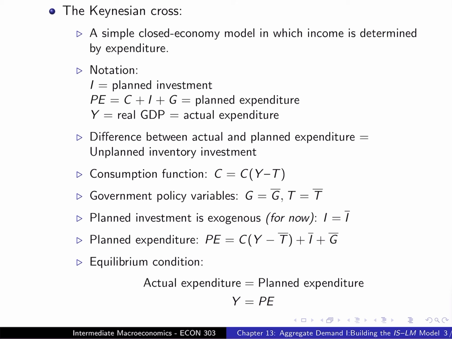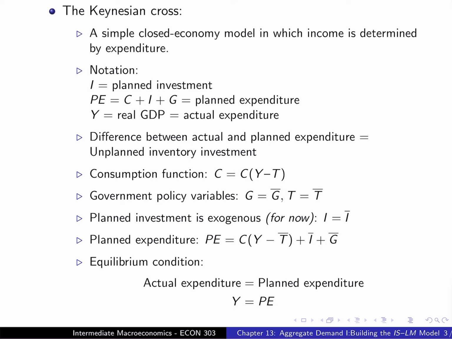The economy is in equilibrium when actual output equals planned expenditure, Y equals PE. This is the key equation of the Keynesian cross. It tells us that output adjusts to match planned spending.